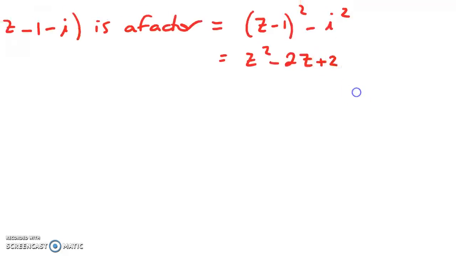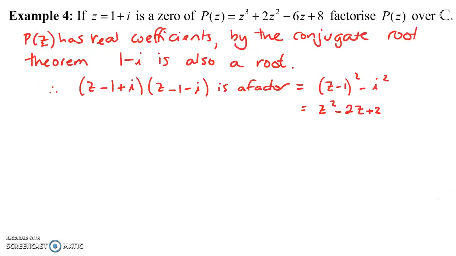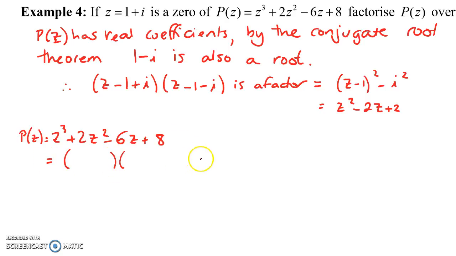Alright, so therefore we can say that p of z is equal to z cubed plus 2z squared minus 6z plus 8. Alright, and that is equal to now some linear factor multiplied by the quadratic factor. And we can see simply that the first term of the linear factor has to be z, and we need 2 to multiply to give 8, so it's going to be z plus 4 is our linear factor.